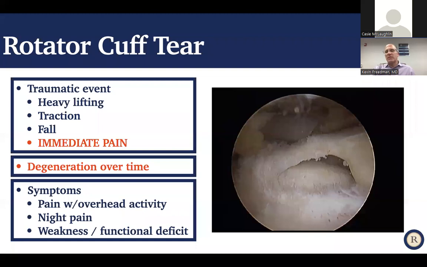Then there are rotator cuff tears, which are a more significant form of the disease. Sometimes I see that with trauma, including heavy lifting or traction or a fall. More traumatic events many times cause immediate pain or weakness in the rotator cuff. But I will tell you that I see rotator cuff tears every day. And many of these patients just come in with degeneration and chronic pain over time. So just because you have a tear does not mean you had some type of traumatic injury that caused it. Patients with a tear have very similar symptoms. They have pain with overhead activity. They also get night pain, which is very common, but they can have weakness on exam or functional deficits, which sometimes we don't see with tendonitis.